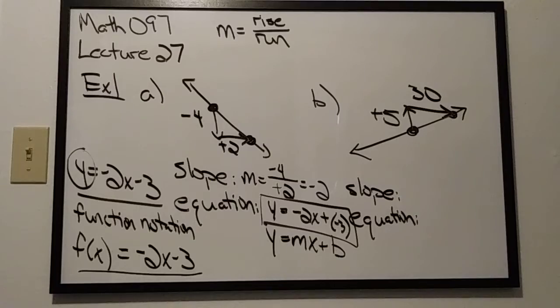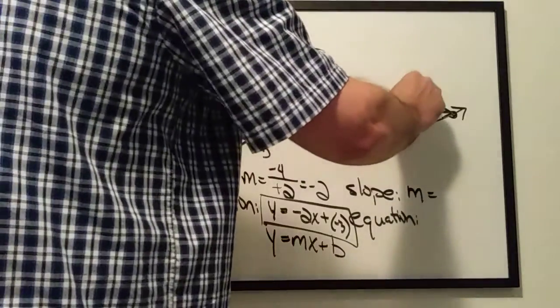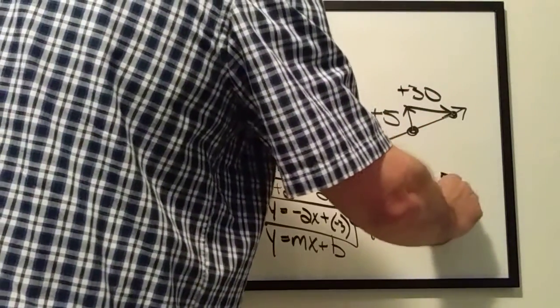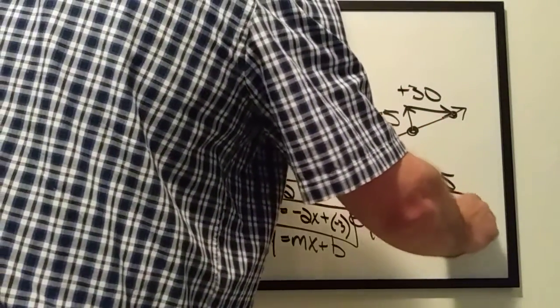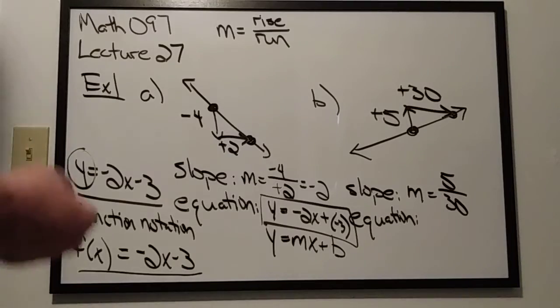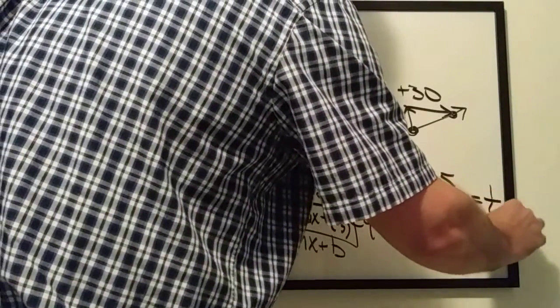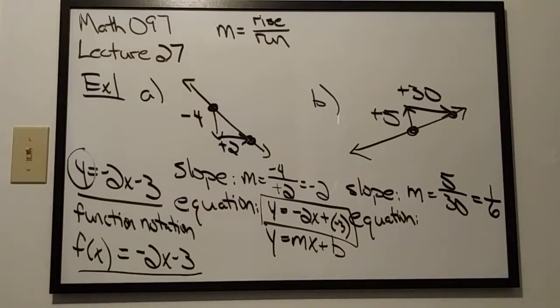So now that I have that then, my slope, once again, is going to be rise over run. So I have a rise of positive 5, and I have a run of positive 30. Well, 5 divided by 30, once again, can be simplified, so you need to reduce that fraction. 5 and 30 are both divisible by 5, so our slope on this problem is 1 divided by 6.